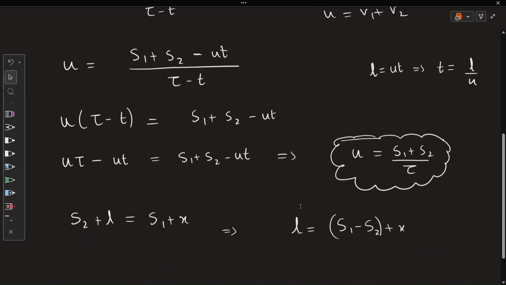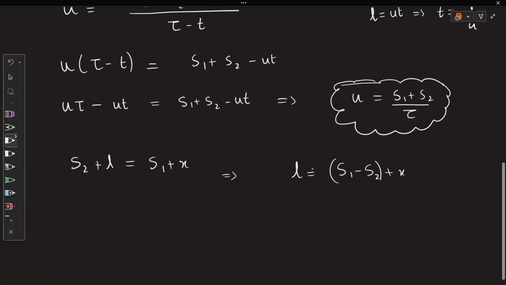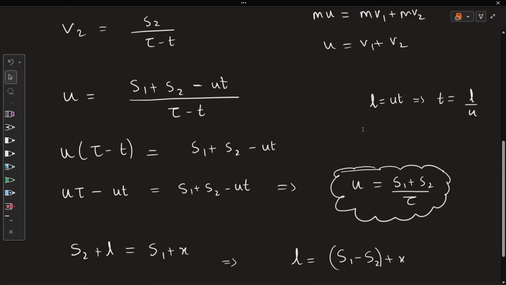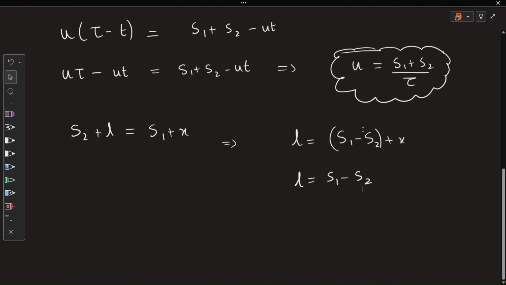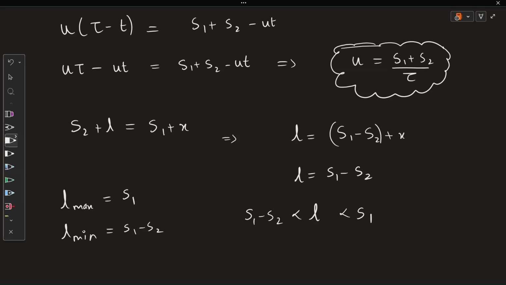So in case of elastic collision, L will be s1. In case of inelastic collision, L will be s1 minus s2. So the maximum value, L max, is nothing but s1, and L min is nothing but s1 minus s2. So L goes from s1 minus s2 to s1. This is the condition that is going to be applied on L.